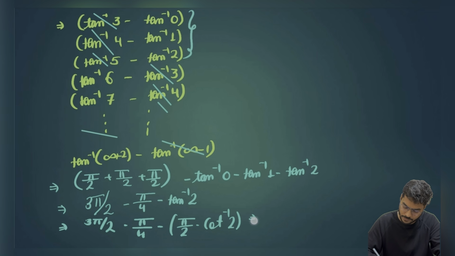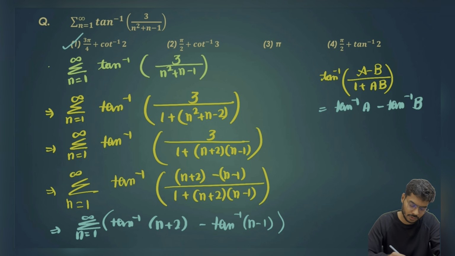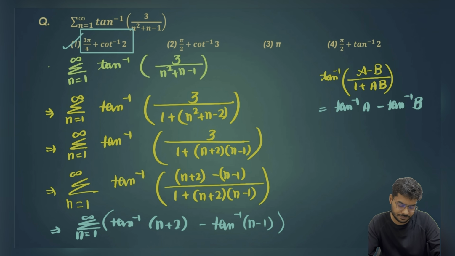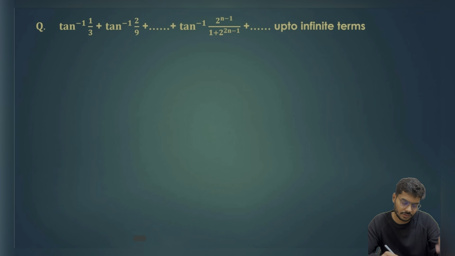What is the answer of this? 3 pi by 2 minus pi by 2, that is pi, minus pi by 4, gives 3 pi by 4. So 3 pi by 4 plus cot inverse 2. That is your answer. Check which option is correct. I can say the first option is correct, because this answer is in terms of cot inverse 2. So this is how to convert any term as a difference in the method of differences. Moving on to the next question.